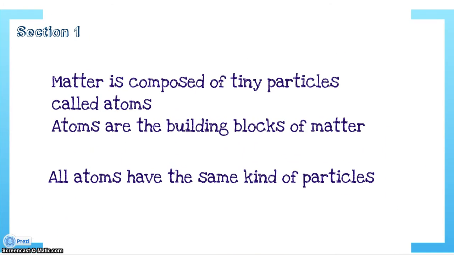Section 1 is all about matter. Matter, if you recall, by definition, is anything that takes up space and has mass. It is composed of tiny particles called atoms. All biotic and abiotic factors are composed of matter. Thus, everything has matter in it. Atoms are the building blocks of matter. So, what does matter make? In the next part, we will learn about the 3 particles.